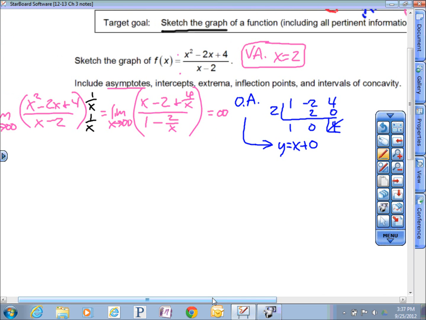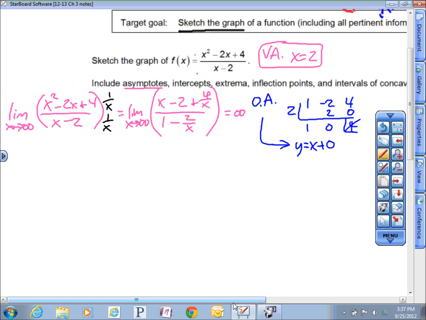Intercepts. How do you find intercepts? Well, let's see. Let's hold off on intercepts. We'll find those in a little bit. Let's take care of extrema next. So if we talk about extrema, we're going to need a derivative.